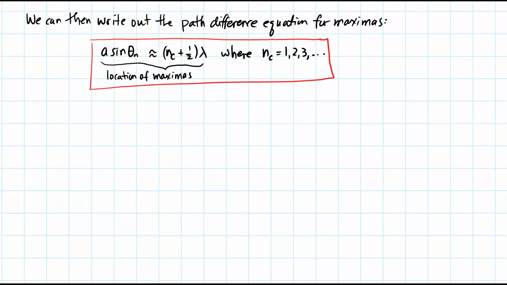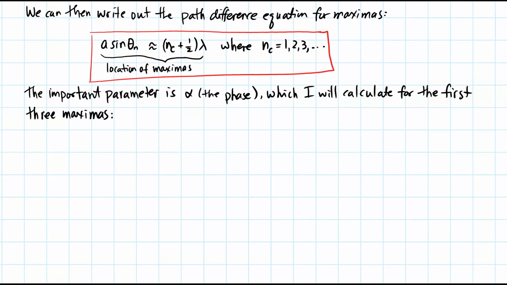If we do accept it, then we can write out a path difference equation for maximas, knowing that a sine theta is approximately (NC plus 1/2) lambda, because that puts the maximas exactly in the middle between two adjacent minimas. So the location of the maximas then is given by this path difference equation, where NC of course is equal to 1, 2, 3, etc. One parameter is the alpha, the phase, because that's how we identify the location of where it is in a diffraction pattern, which I will calculate right now for the first three maximas.